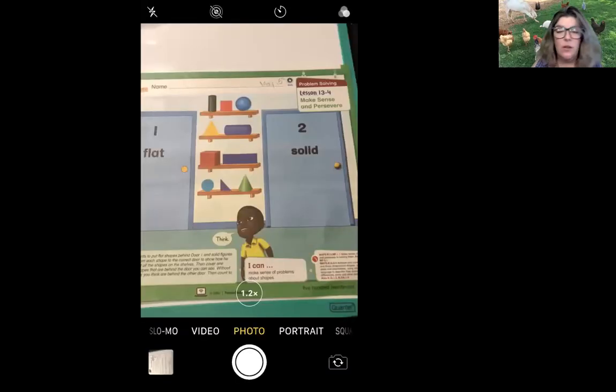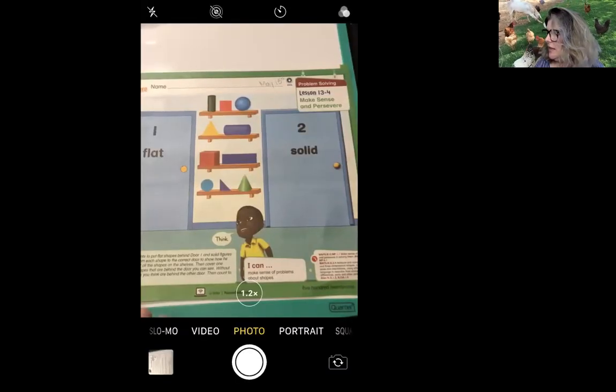Make sure you have your Envisions math book and a pencil. We're in volume 2, Envisions volume 2, and a pencil and/or crayon. And turn to page 521. I'm going to share my screen with you so you can see. We're on page 521. We're still talking about 3D shapes and solid figures.